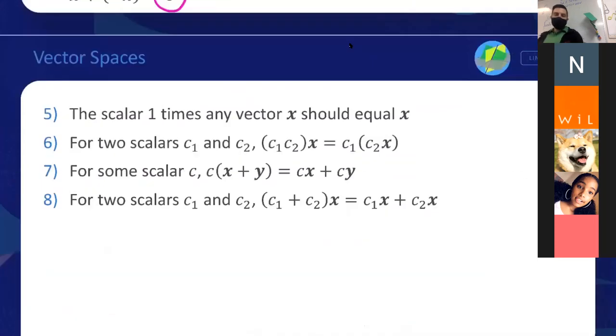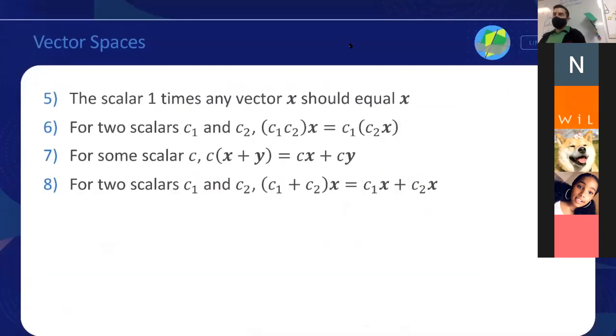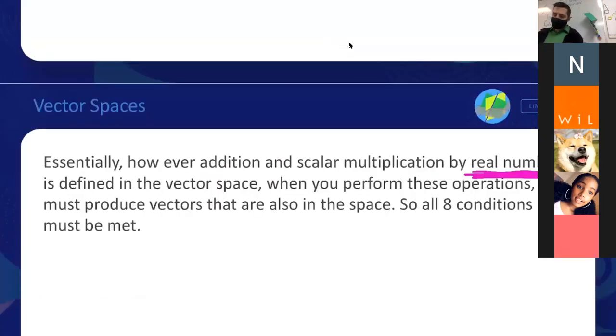If I took 1 times any two-dimensional vector, I will get that same two-dimensional vector. If I took numbers like 2 and 3, multiplied them to get 6, then multiplied by a two-dimensional vector, it would be the same as taking that vector, multiplying by 3, then multiplying by 2. That's all you're doing when you verify: you think through these 8 properties and ask, is there any way I could get something weird to happen if I'm taking two-dimensional vectors?